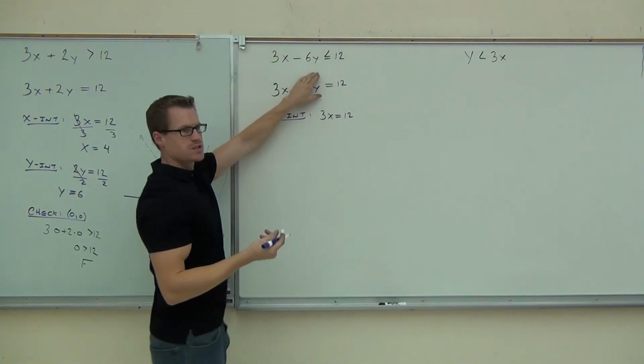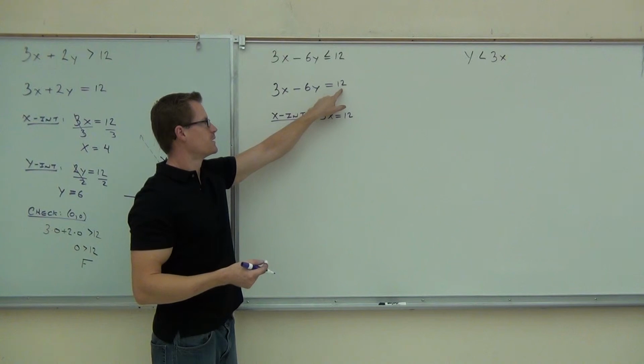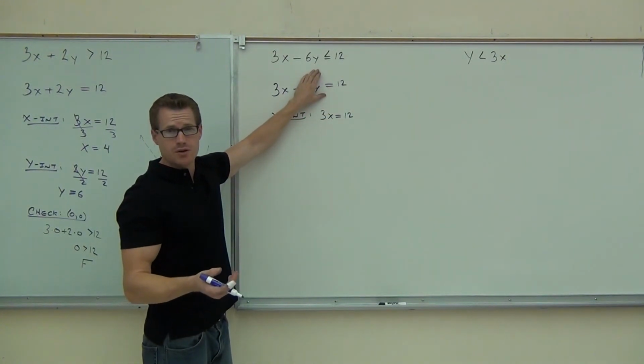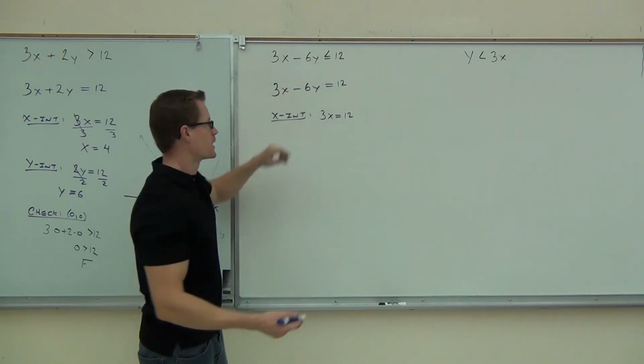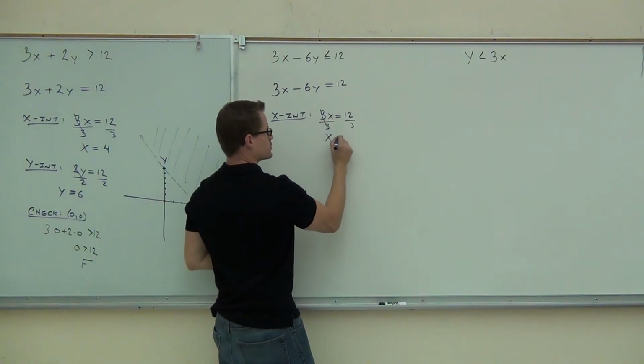By the way, would this still work if that number wasn't divisible by 3? What if that was like a 16? Is that going to be okay? Yeah. You just have 16 thirds, that's going to be 5 1/3. You can still graph that on a graph. That'd be okay. So we divide both sides by 3, and we get x equals 4 again.